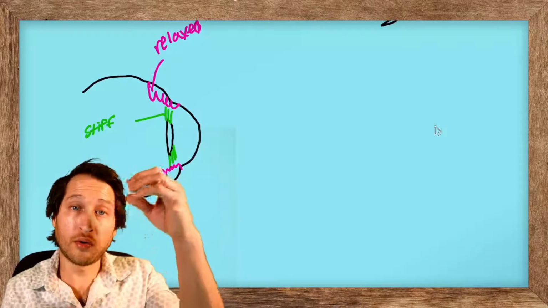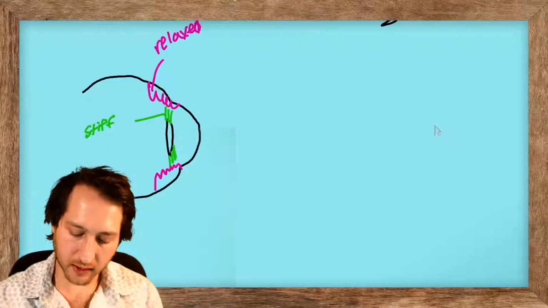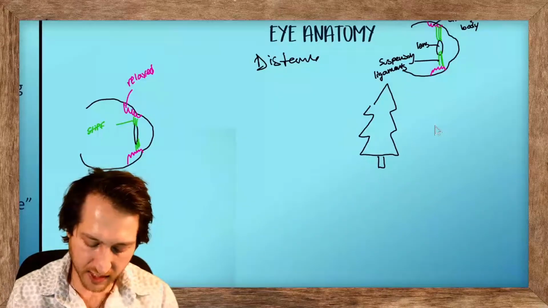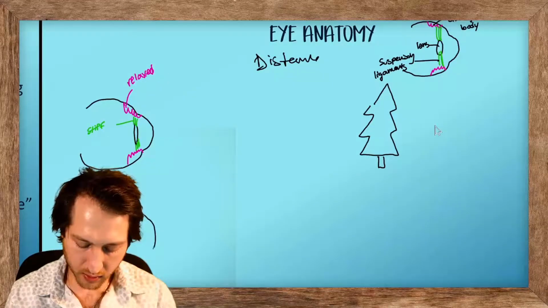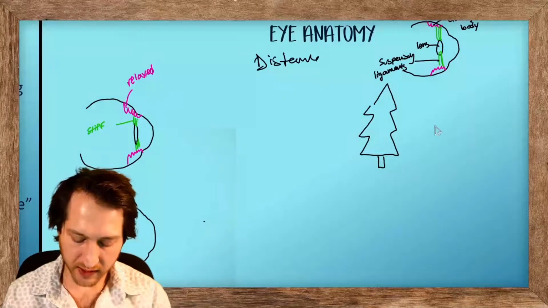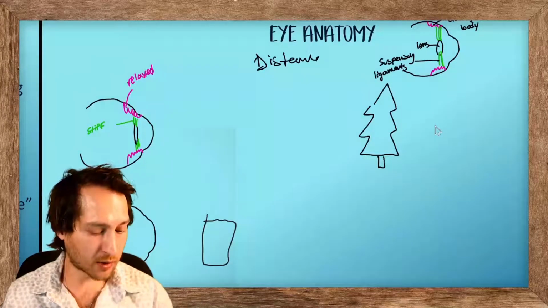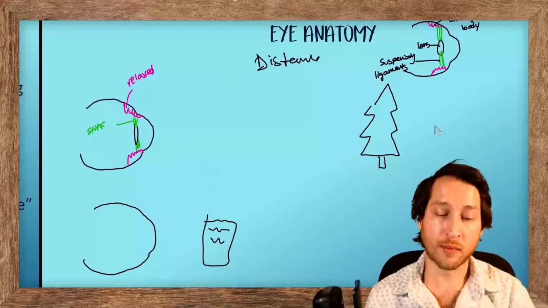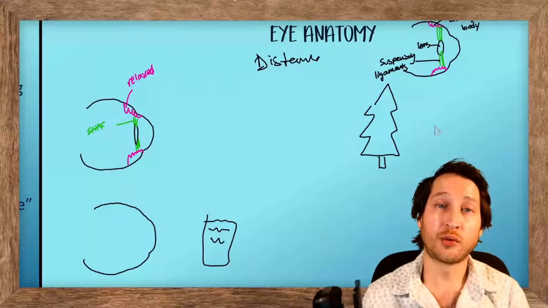And that's going to pull that lens pretty flat and allow you to focus on those distant objects. Now, let's say that this person wants to quickly change their point of focus and read a document on a paper close by. So this is the accommodation reflex.